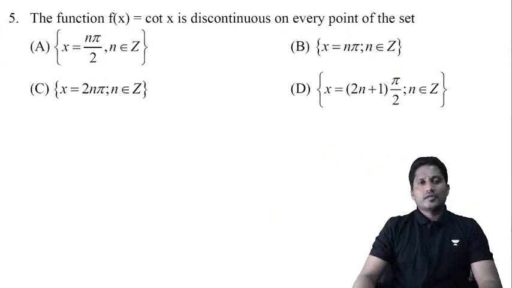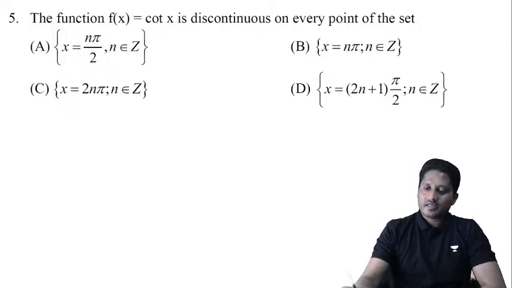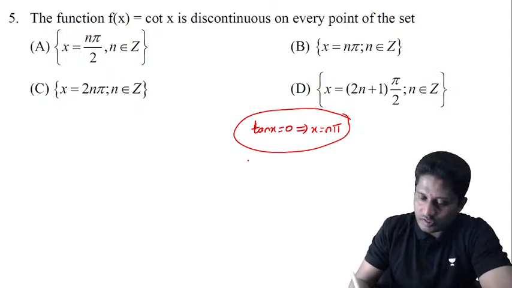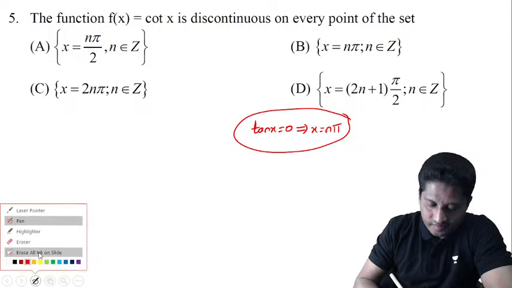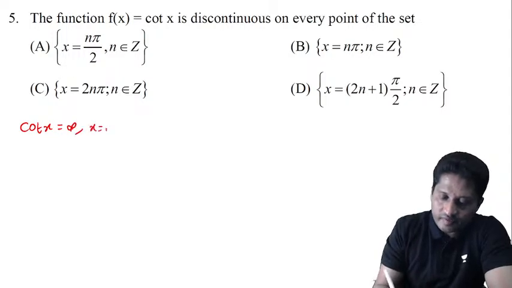Okay, let's move to the next question. Question number 5. The function cot x is discontinuous on every point of this set. See, tan x will be 0. Tan x is 0 means x is equal to n pi, right? Now this means that cot x is not defined. Cot x will be equal to infinity when x is equal to n pi.